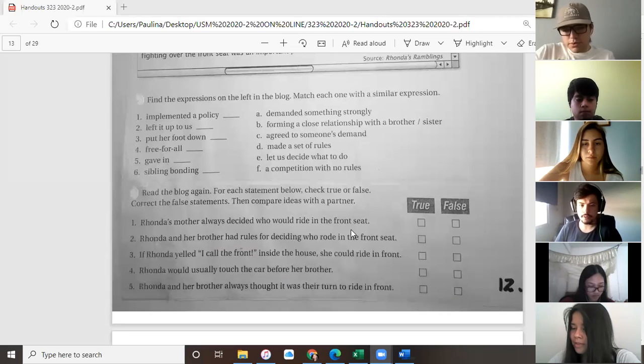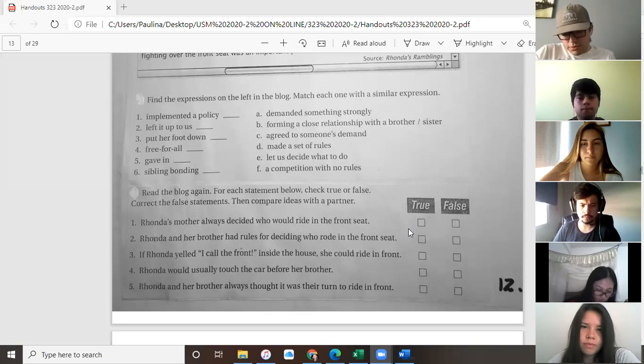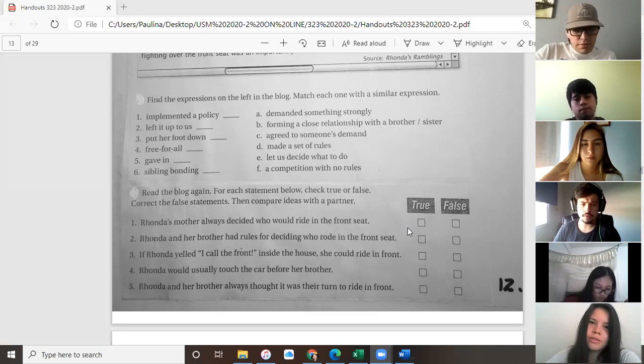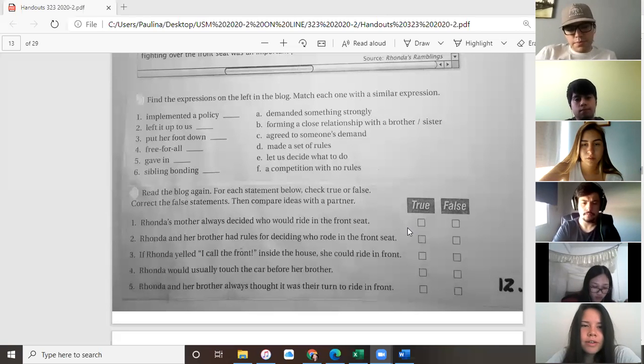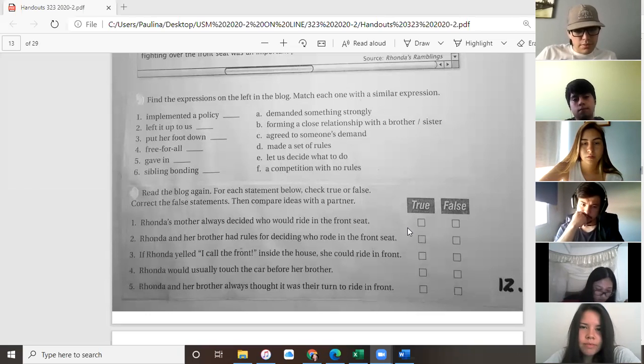Rhonda's mother always decided who would ride in the front seat. True or false? False. Rhonda and her brother had rules for deciding who rode in the front seat. False. If Rhonda yelled, I called the front inside the house, she could ride in front.